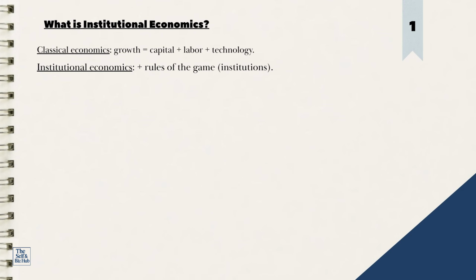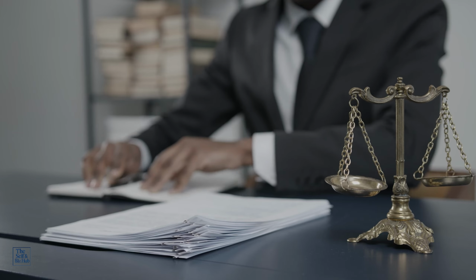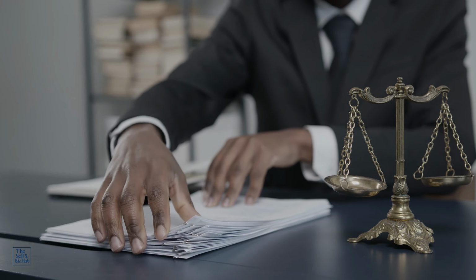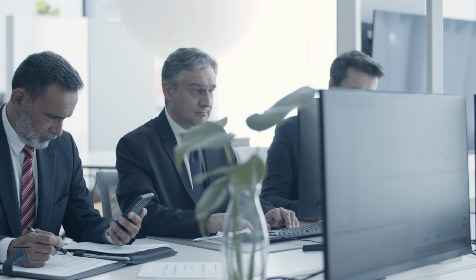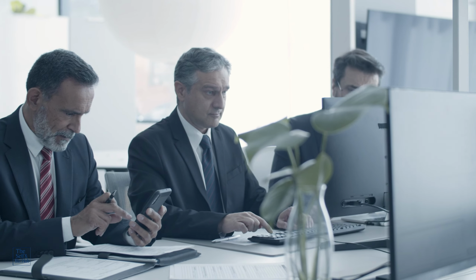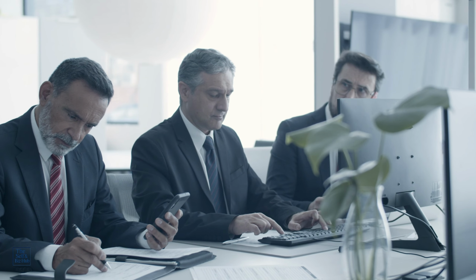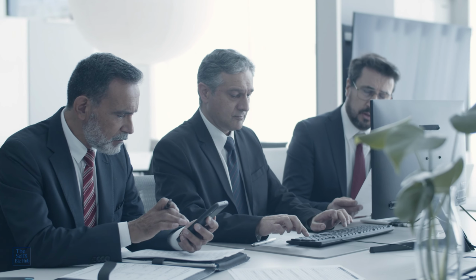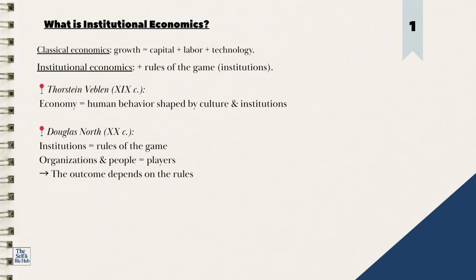Institutional economics adds a fourth fundamental element: the rules of the game. And these aren't just laws written on paper. They're the real mechanisms that shape how people and organizations interact. Traditions, social norms, customs, courts, political structures. All of these decide whether markets run efficiently, whether investments are safe, and whether you can actually trust a contract.